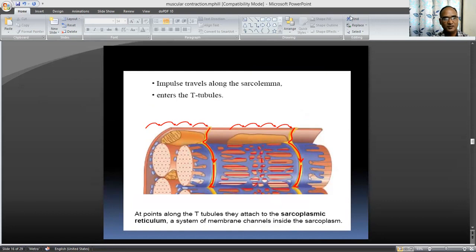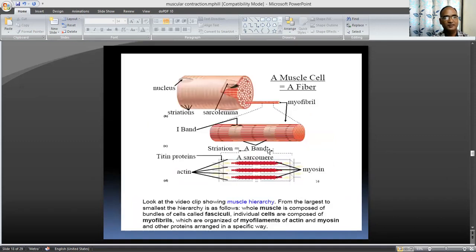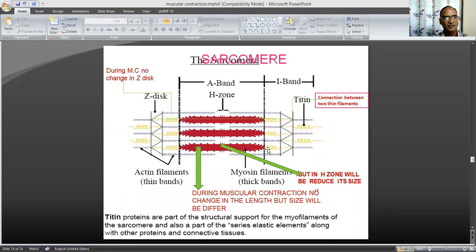The T tubules are responsible for receiving the neural impulses, and the impulses are passed to the sarcoplasmic reticulum. The sarcoplasmic reticulum is responsible for releasing the calcium present in its network. After the calcium is released, your muscle contracts. How does the calcium make active sites in both the actin and myosin?